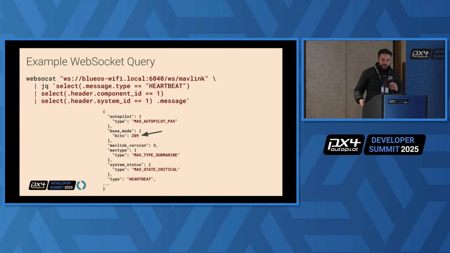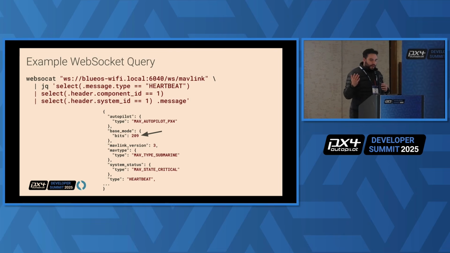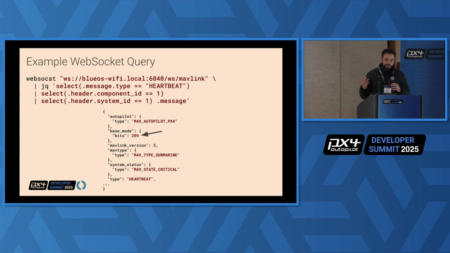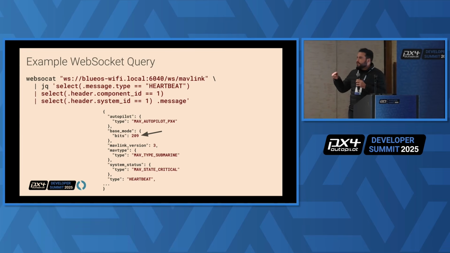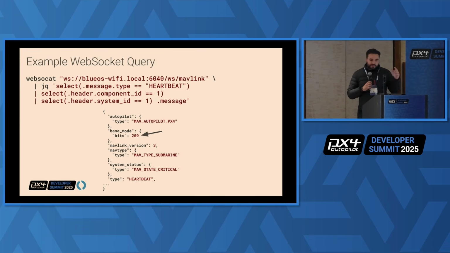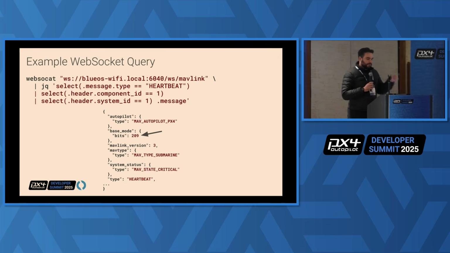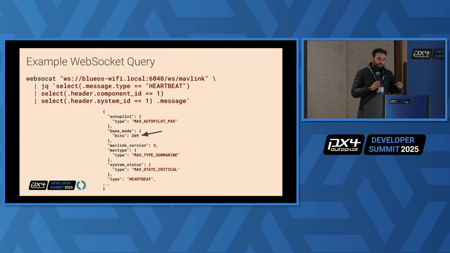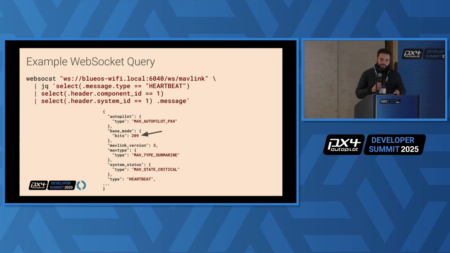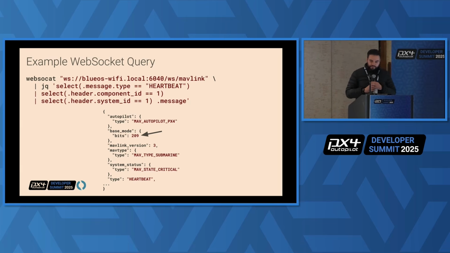And of course, you can just use WebSocket to get information in real time via MAVLink, and you can just parse the message with jq as you want directly from the terminal. So sometimes, instead of having a really nice script doing your thing, you can just use WebSocket with jq and do the thing that you want to do.